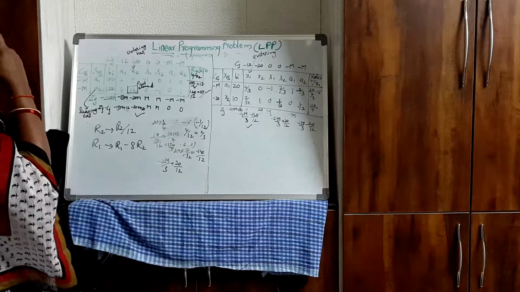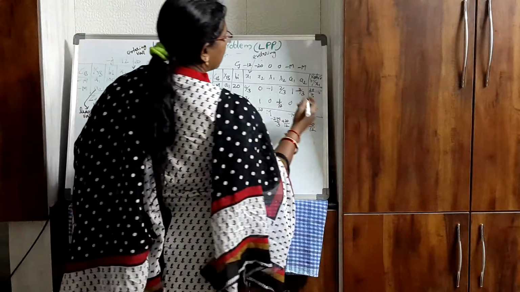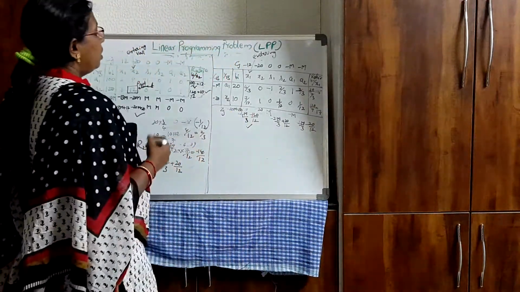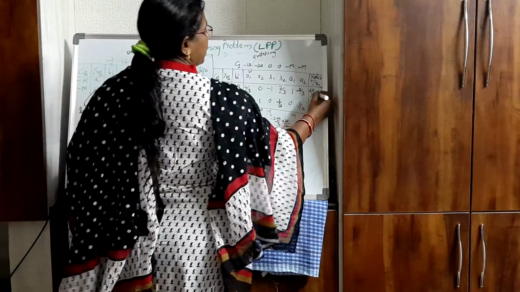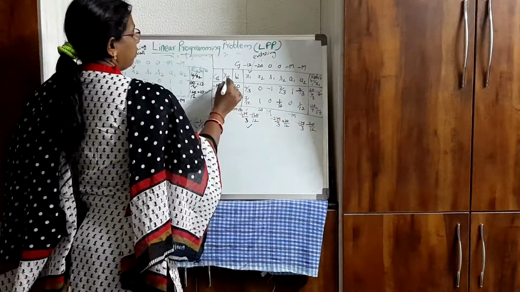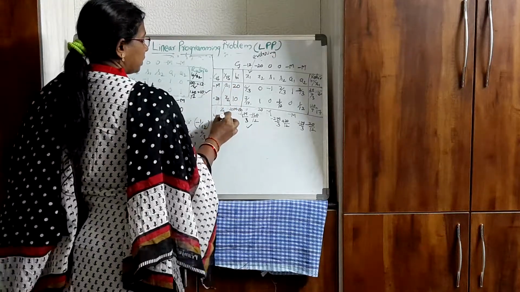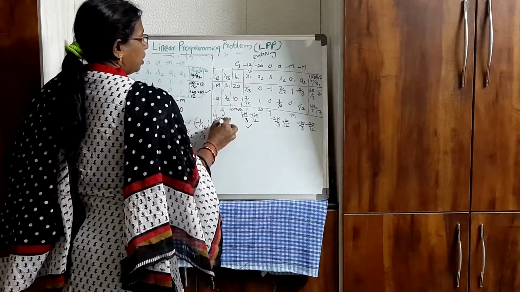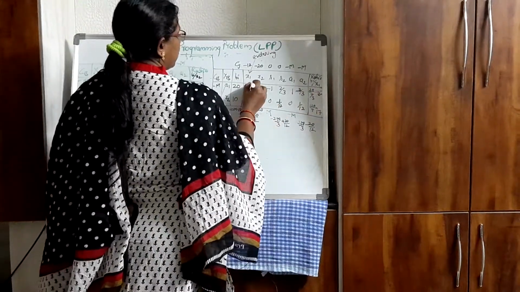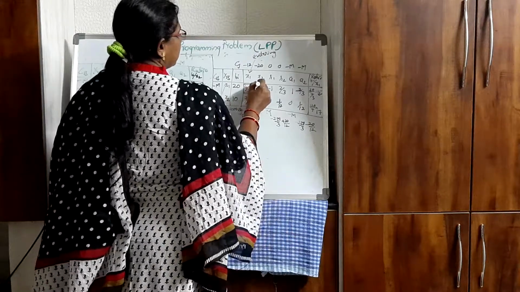120 by 7 means you will get 7 ones. This is 17 point something. Now which is the minimum ratio? 15 is the minimum ratio. Now this minimum ratio corresponds to this A1. Now this A1 is the leaving variable. Now the intersection of this most negative and the minimum ratio element, this 4 by 3, is the pivot element.